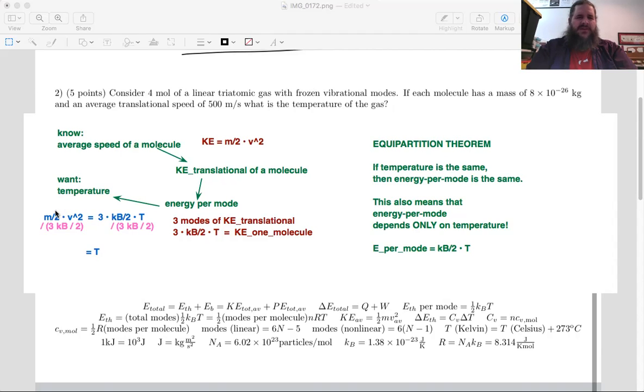You could also think of that as a times 1/2. So the times 1/2's cancel out. We're left with mv squared divided by 3 times Boltzmann's constant. So it looks like that's all that's left. Temperature is mass times speed squared divided by 3 times Boltzmann's constant. So we now have not just a number, but a formula for the temperature in terms of the mass and speed of individual molecules. Any questions on that so far?